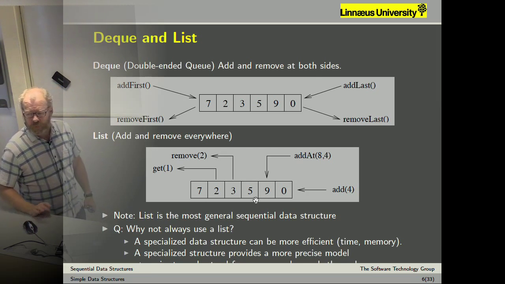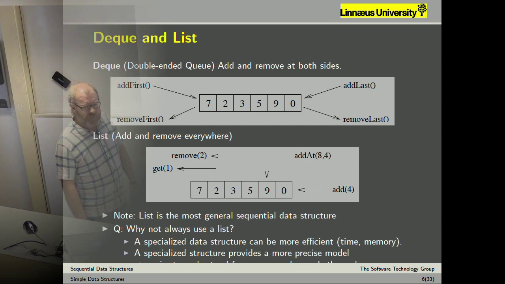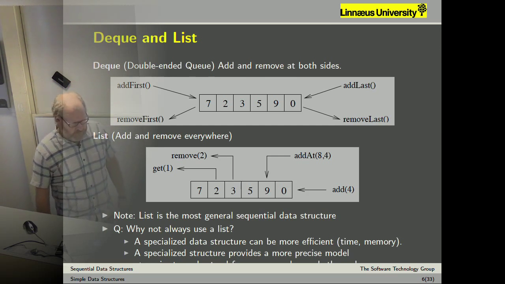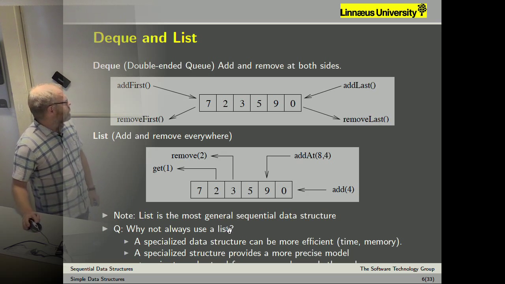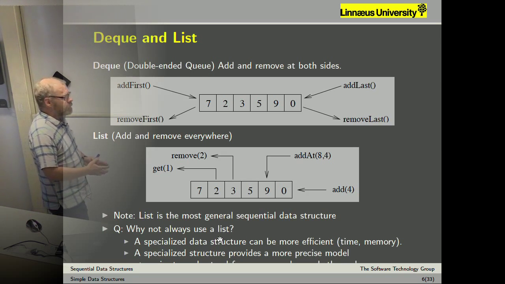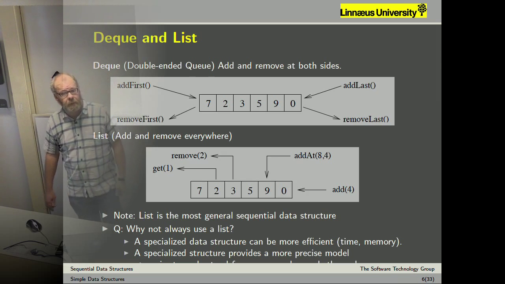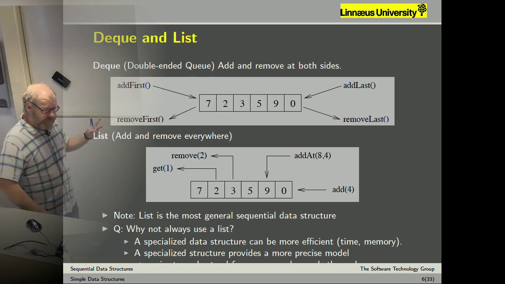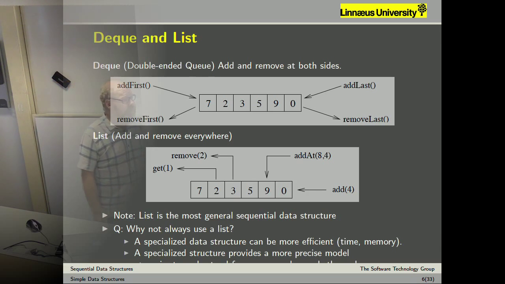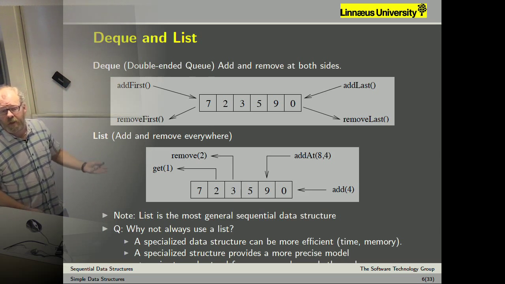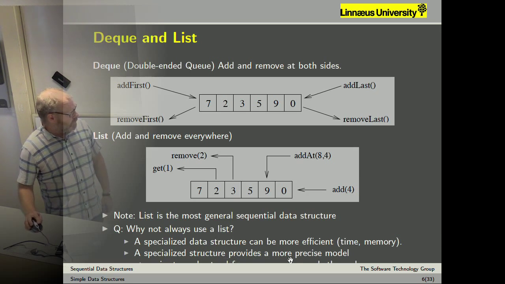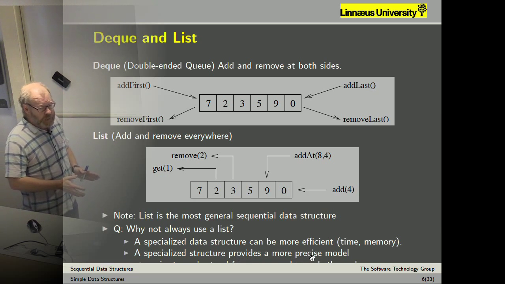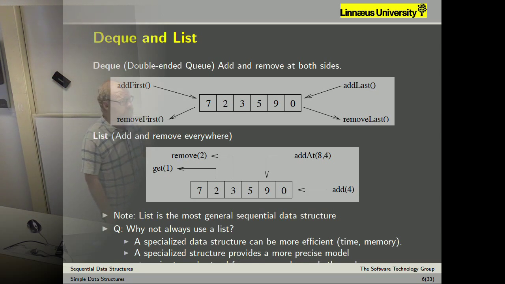Why should we not always use a list? Well, in theory, the fewer properties a data structure has, the more efficiently it can be implemented. If it can only do two tricks, then we can optimize our implementation so it can do these two things very fast. The more things it can do, the more properties it has, the slower in general it will be. And as I said earlier on, a specialized structure provides a more precise model. It is a more precise statement saying that we are using a stack than saying that we are using a list.